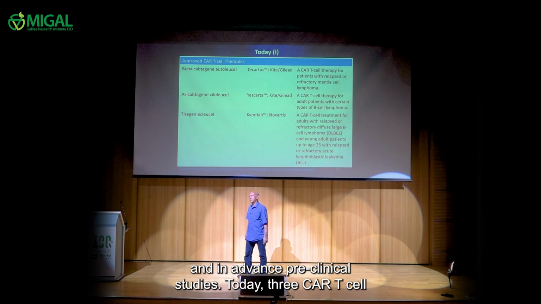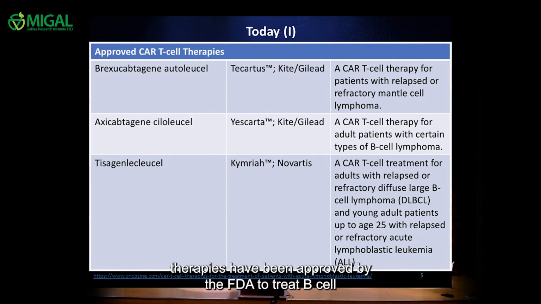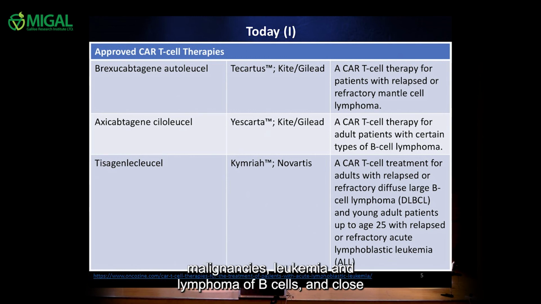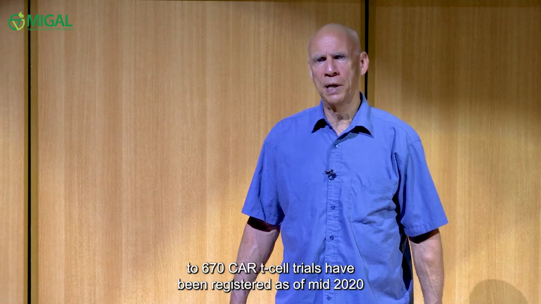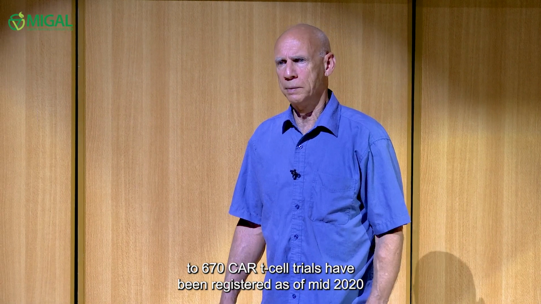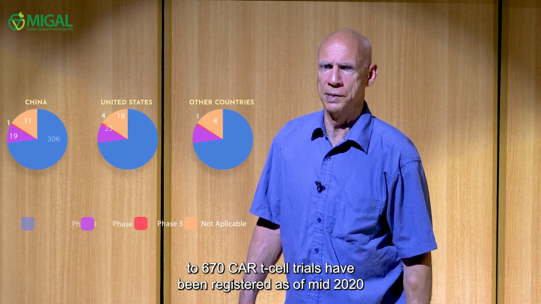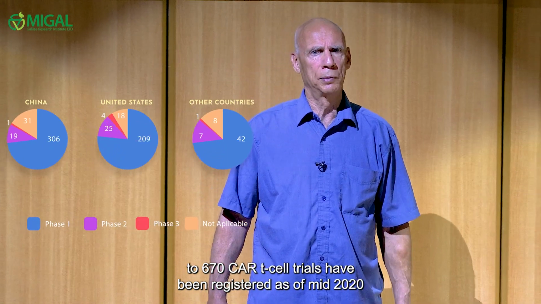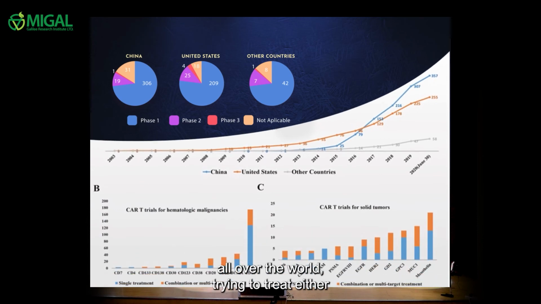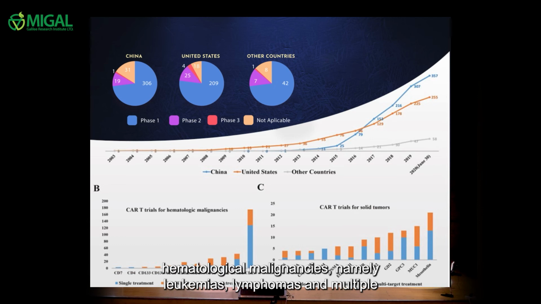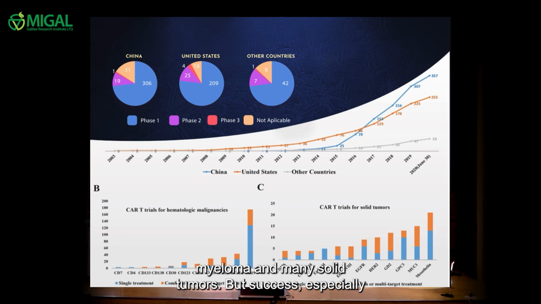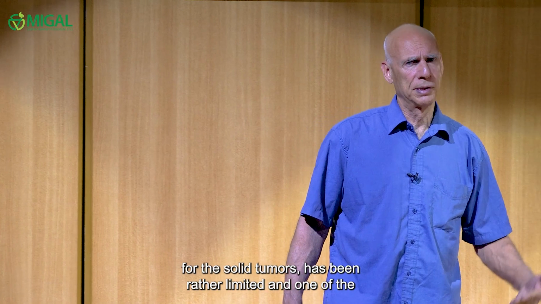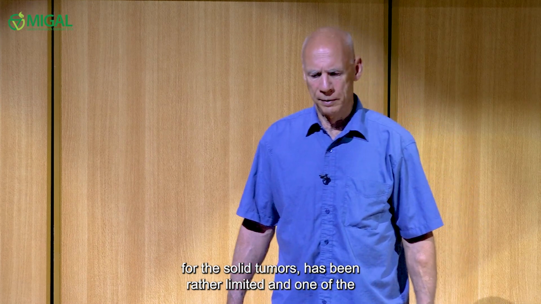Today, 3 CAR T-cell therapies have been approved by the FDA to treat B-cell malignancies, leukemia and lymphoma of B cells, and close to 670 CAR T-cell trials have been registered as of mid-2020 all over the world, trying to treat either hematological malignancies, namely leukemias, lymphomas, multiple myeloma, and many, many solid tumors. But success, especially for the solid tumors, has been rather limited.